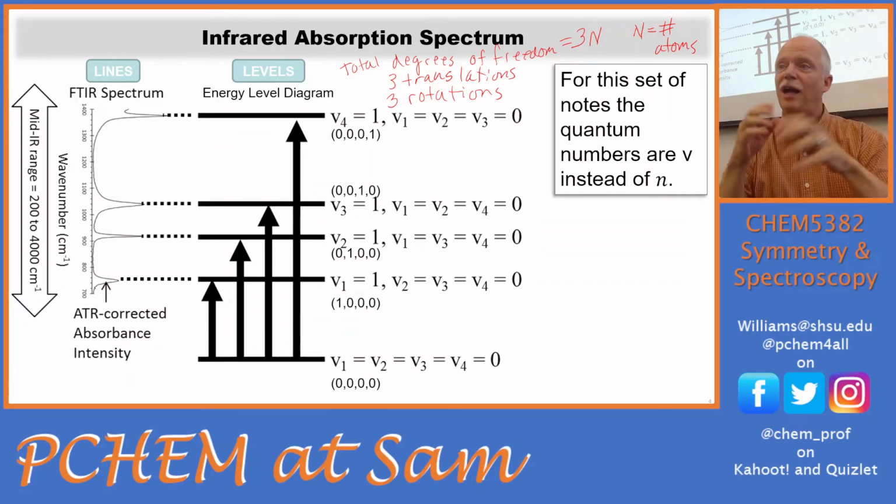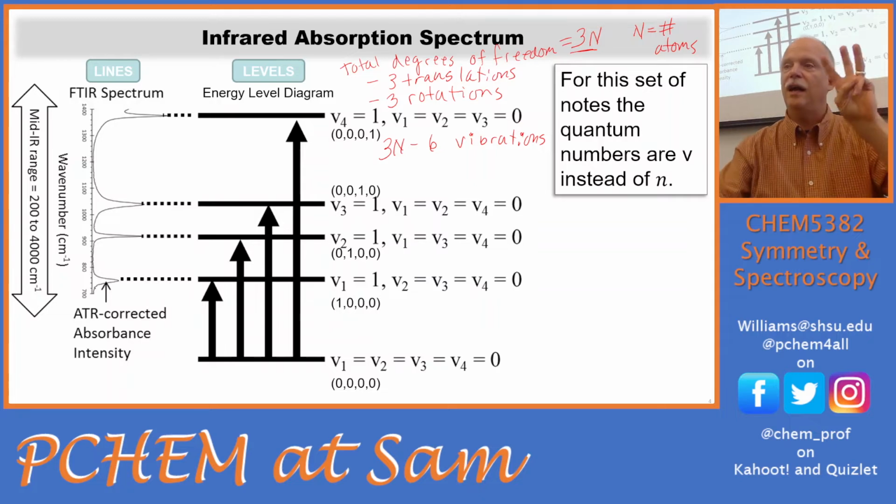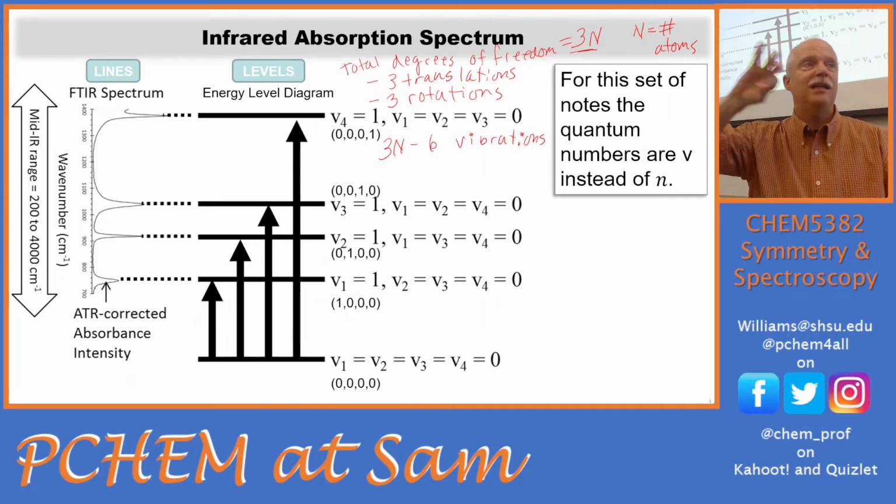And so that's a vibration. And I could go through and add up all of the ones, but I know that there's going to be 3N here, the total, minus 3 translations, minus 3 rotations. So 3N minus 6 vibrations. Okay, so for water, there's 3 atoms. So 3 times 3 is 9. So 9 minus 6 gives me 3 vibrations.